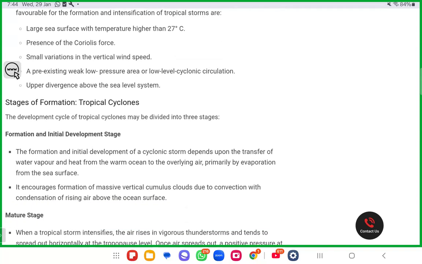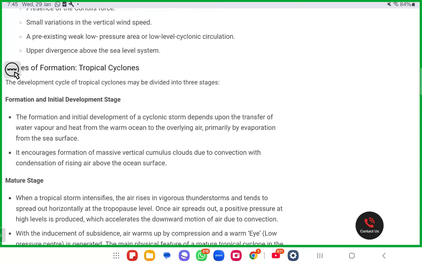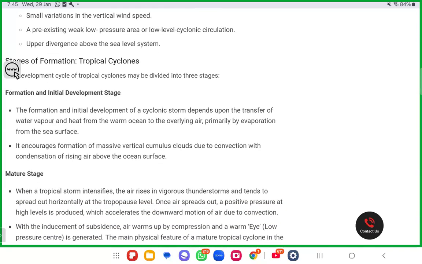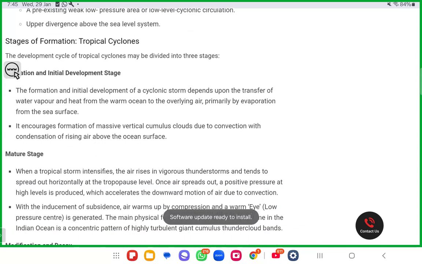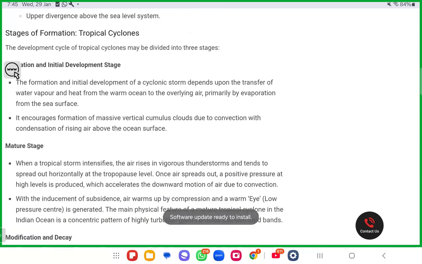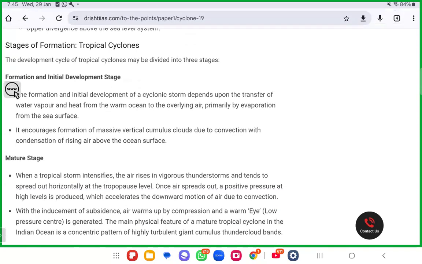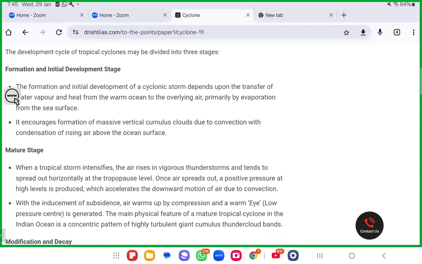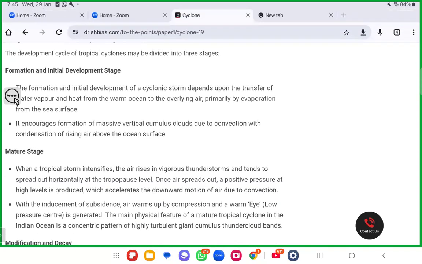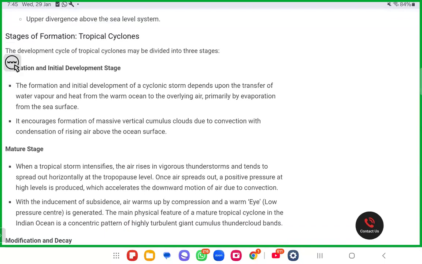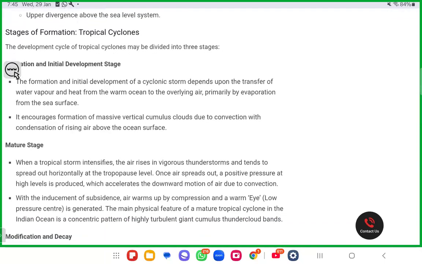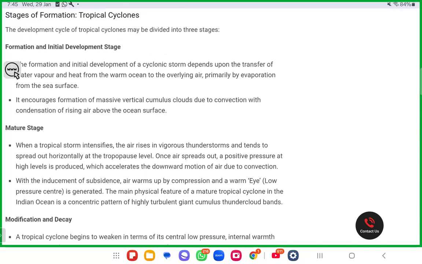So stages of formation of tropical cyclones. Formation and developing stage. The formation and development of a cyclonic storm depends upon the transfer of water vapor and heat from warm ocean to the overlying air, primarily by evaporation from the sea surface. Okay, so even if we study this formation and initial development stage, I wouldn't understand anything. I don't know about you, even for me, I wouldn't understand anything.